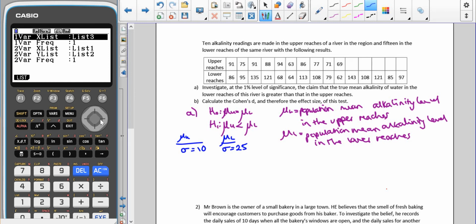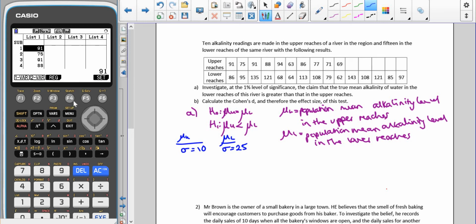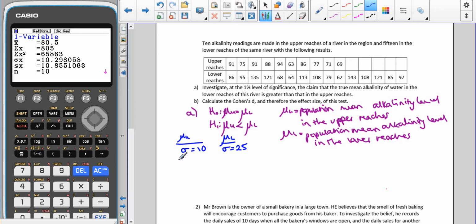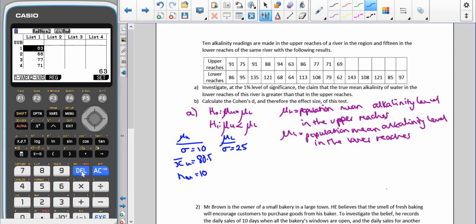So calc, check your set. It needs to say list 1 because that's where we put our data. We don't have any frequencies, so that's just going to say 1. And then we click on 1 var, which gives us a mean in the upper reaches of 80.5, and the number of pieces of data that we have in the upper reaches is 10. Again, putting in the data for the lower reaches, and then we're going to find the mean for the lower reaches as well.